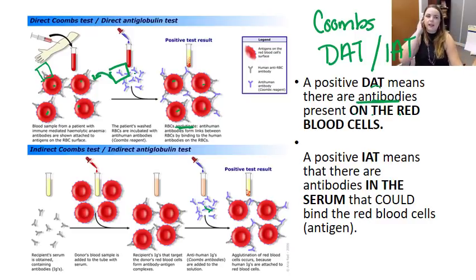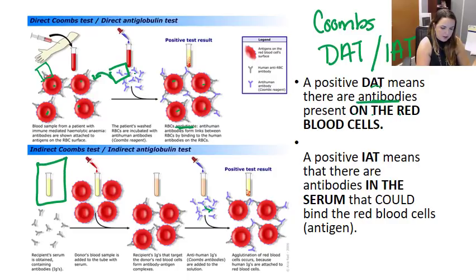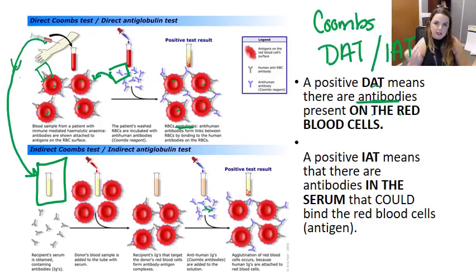Now, let's say we want to determine if there's even the possibility that there are antibodies that could bind to a red blood cell antigen. In this case, we're only going to take the patient's serum. So we still take a blood draw from the patient, but then we spin it down or let it settle and we remove just the serum, because antibodies are found in the serum. We then take the donor's blood sample and add it to the tube with the serum, okay?